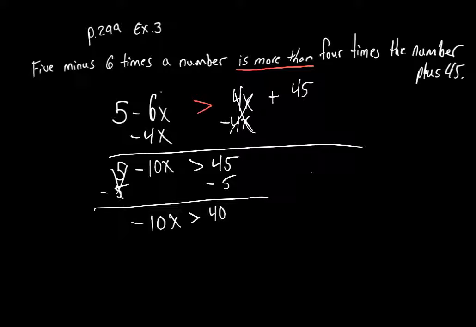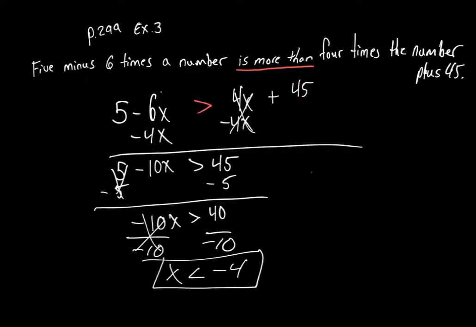And now I'm almost done solving this. Then I just need to divide by negative 10, divide by negative 10, and since we divided by a negative number, we must do what? Switch the sign, and 40 divided by negative 10 is negative 4. We don't have to graph because that wasn't in the directions, and so our answer is x is less than negative 4.